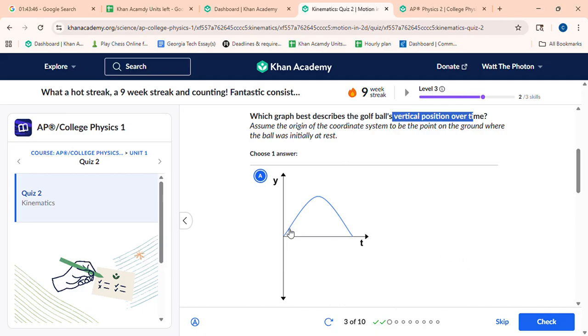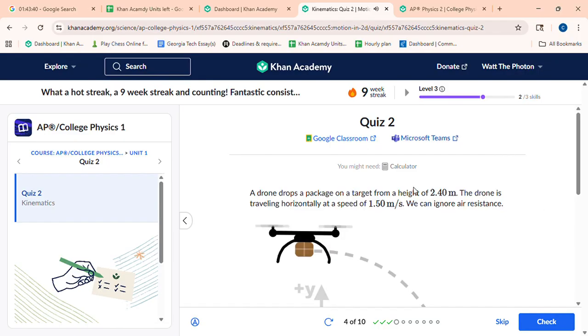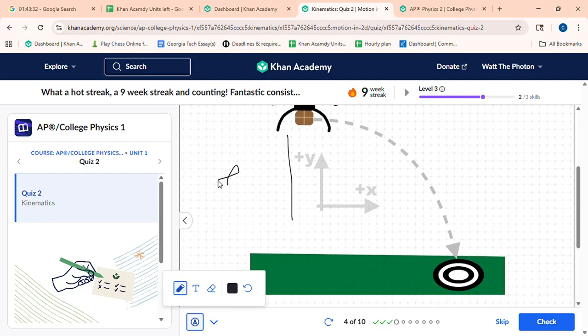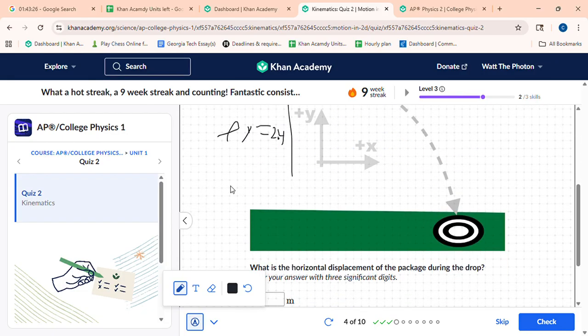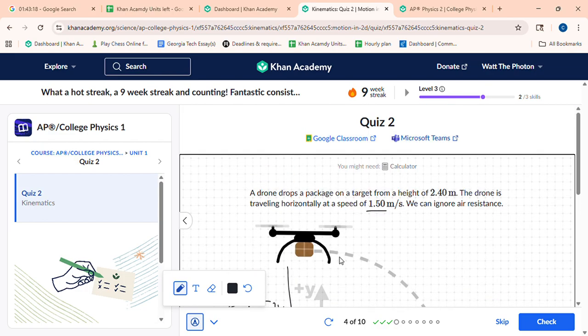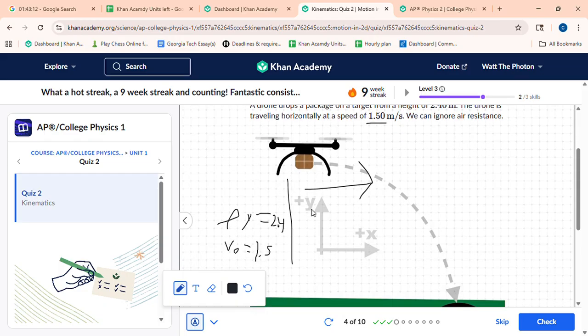Position, not velocity. So it's going to increase and then decrease. The drone is 2.4 meters up, with a speed of 1.5 horizontally. So delta y equals 2.4, the change in y, and v of 0 is equal to 1.5 horizontally. So we have one vector going this way at 1.5, one vector going here at v equals 0, acceleration equals 9.8.